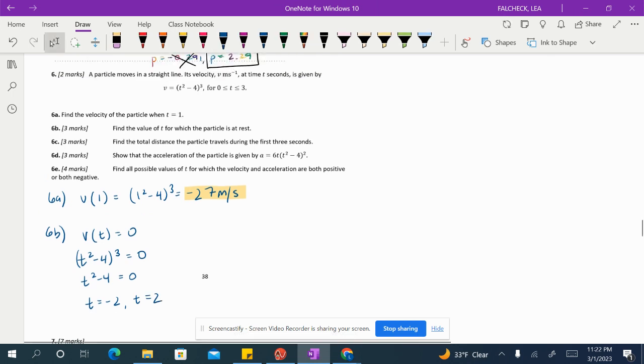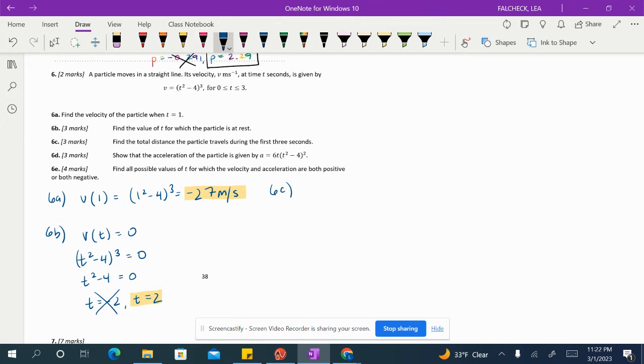Now let's consult the interval one more time. The interval is when time is between 0 and 3 seconds. Negative 2 is not in that interval, so we are going to reject negative 2 and keep time is equal to 2. Okay, so this is where the velocity is equal to 0.